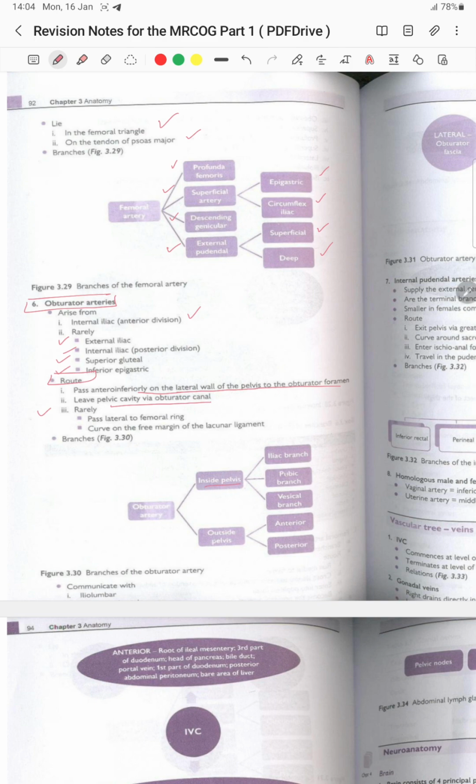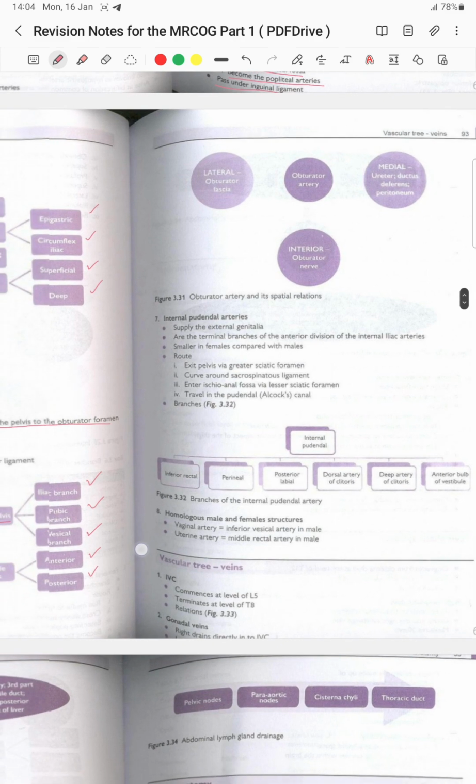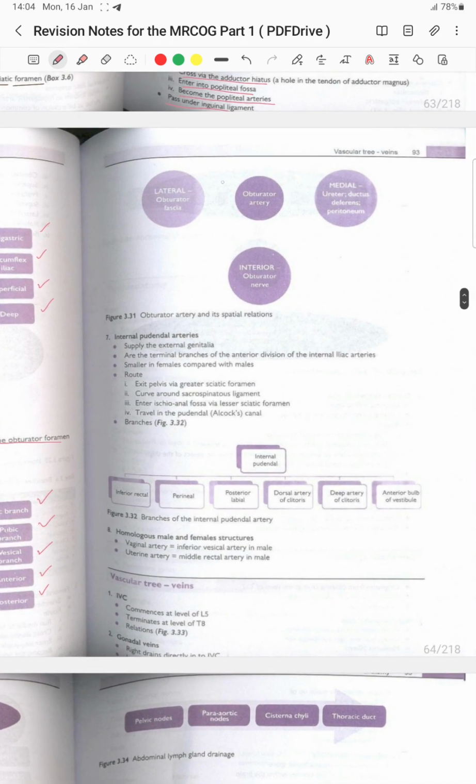arteries are inside the pelvis and outside the pelvis. Inside the pelvis they are the iliac branch, the pubic branch, and the vesical branch. Outside the pelvis they are anterior and posterior. The branches of the obturator arteries we have discussed here, and they communicate with the iliolumbar region. And here the relations: the obturator artery laterally has the obturator fascia, and medially the ureter, ductus deferens and the peritoneum, and on the inferior side is the obturator nerve.